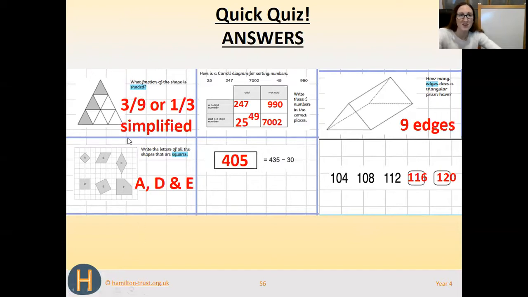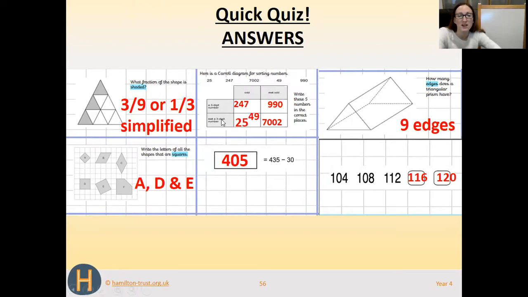Okay, let's begin with our shape here. So we had 3 out of 9 parts shaded. So that's 3/9. Give yourself a tick if you got that. Even better, well done if you managed to divide 3/9 by 3 so that our simplified fraction was a third. A third of this triangle is shaded in. So very well done if you got that.